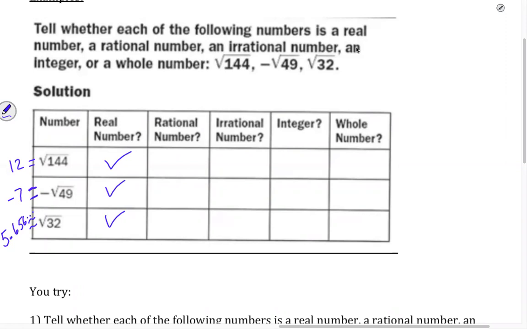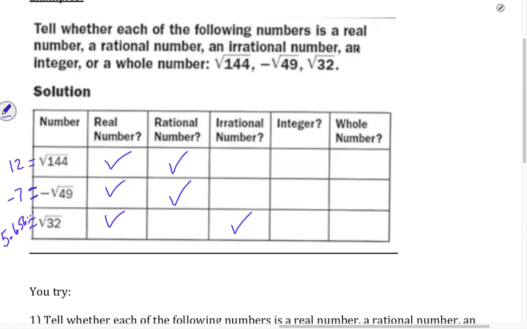Are they rational numbers? Meaning, can I write them as a fraction? Well, 12 you can write as a fraction. -7 you can write as a fraction. But the square root of 32 you cannot write as a fraction. So I'm going to leave that box blank. Meaning, since it's not rational, the square root of 32 is irrational. And I leave the top two squares blank because something can't be rational and irrational at the same time.